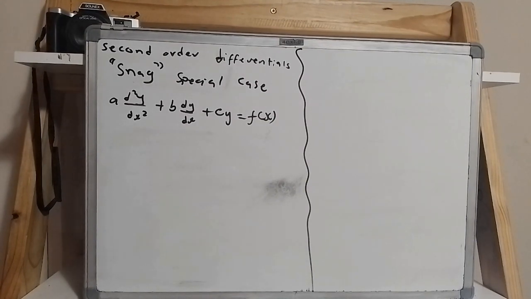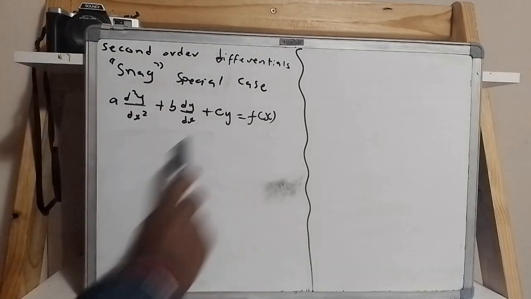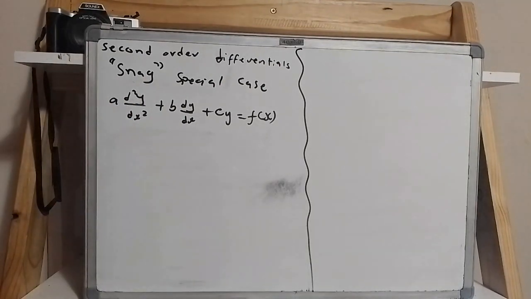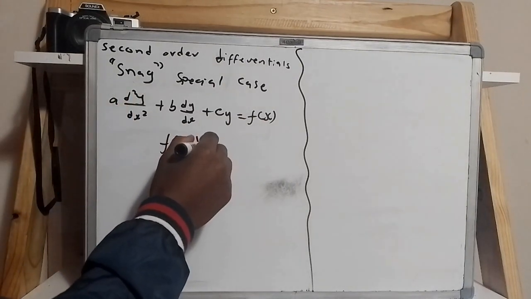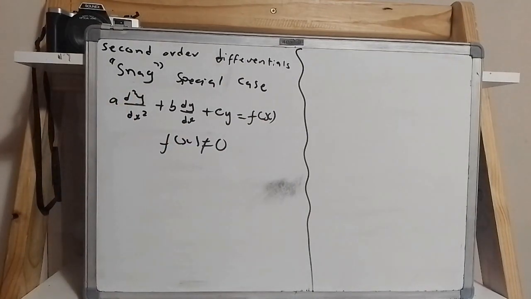Today we are doing second order differentials. We are doing snakes, or special cases. They are called snakes or special cases, right? So whenever you have a second order differential equation which is equal to f of x, where f of x is non-zero.